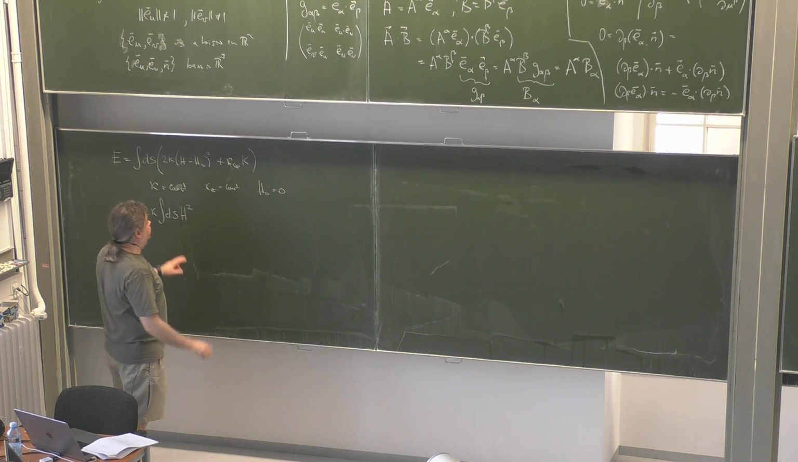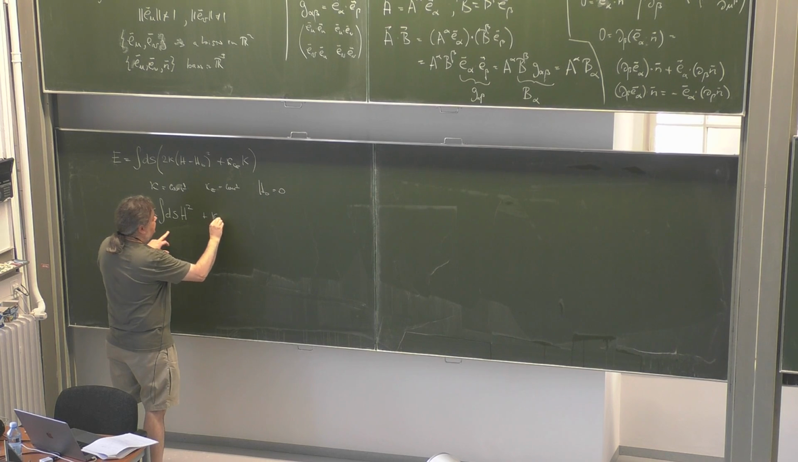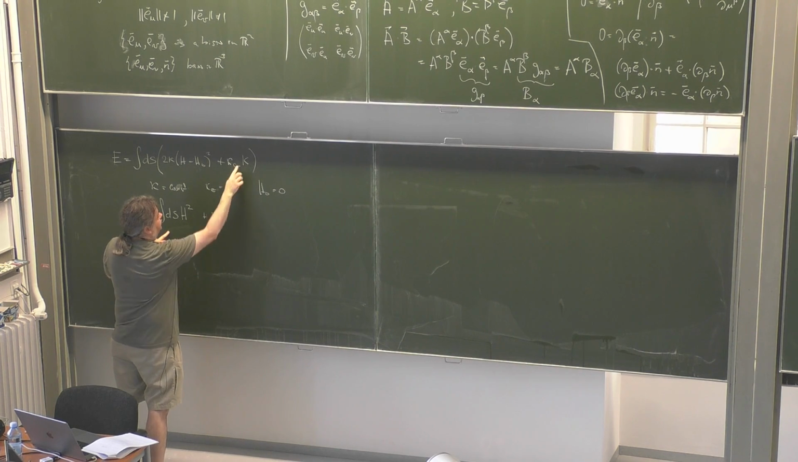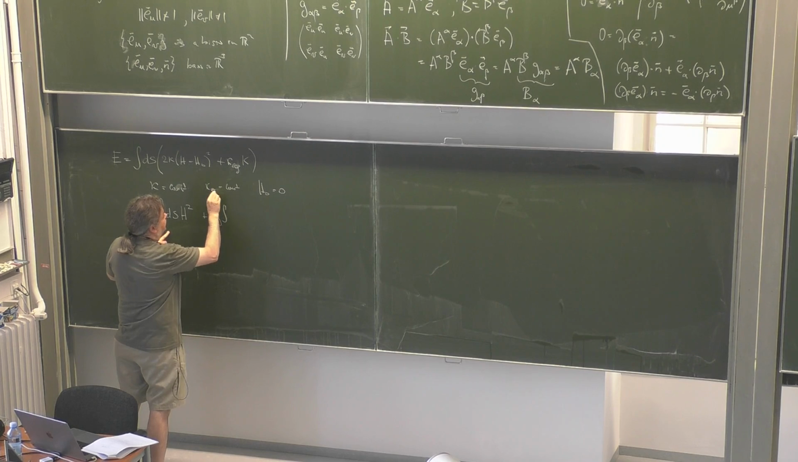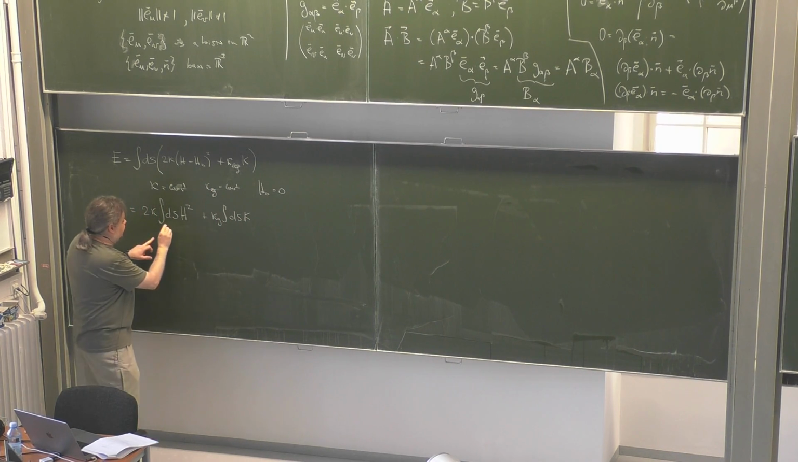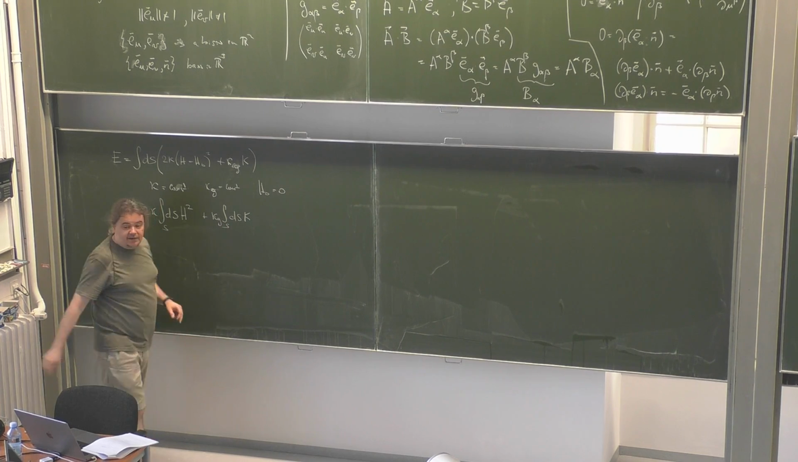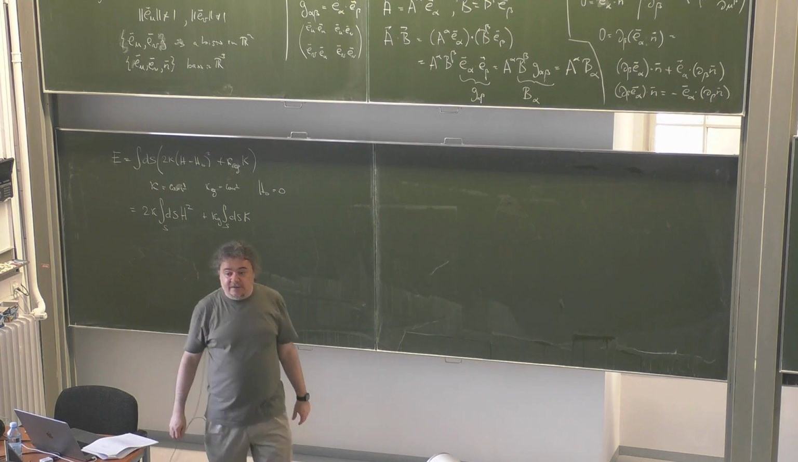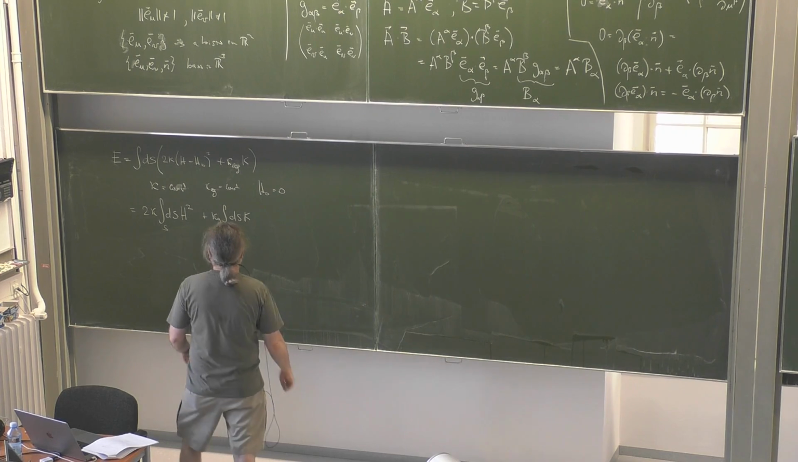H squared, right? Plus kappa g, little g, the integral over the surface of the Gaussian curvature, right? So these are definite integrals over the area of the entire surface, right? So why don't I care about this guy?